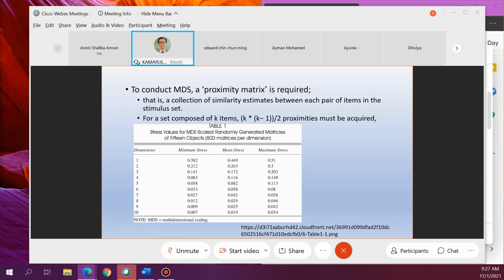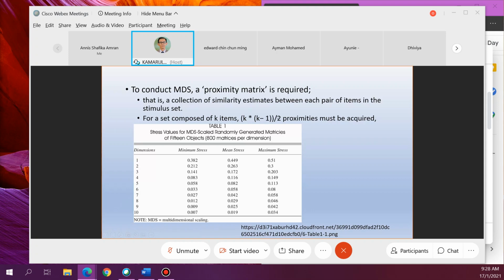So if you have things for people to group, to find similarities or dissimilarities, how many pairs would you require? Let's say we have chocolates, 10 brands of chocolates, A, B, C, D, E, F, G, H, I, J. So how many comparisons or how many pairs do you need to have? So you just replace this K with 10.